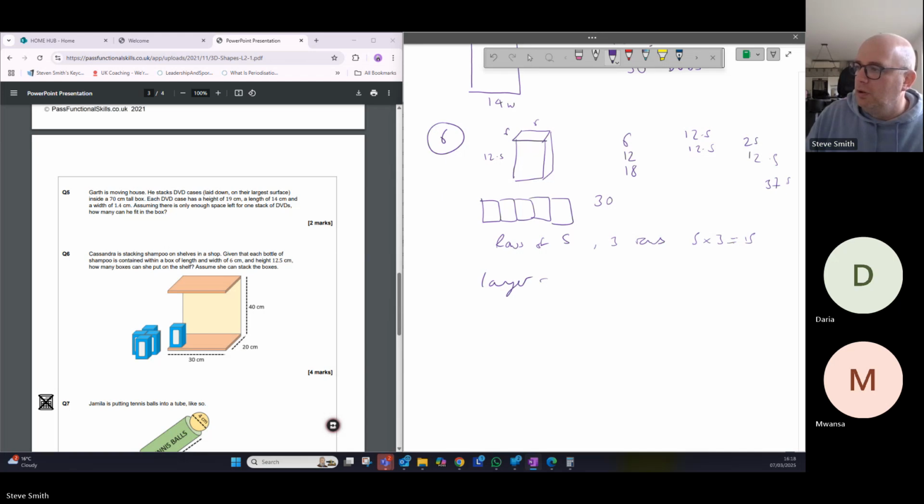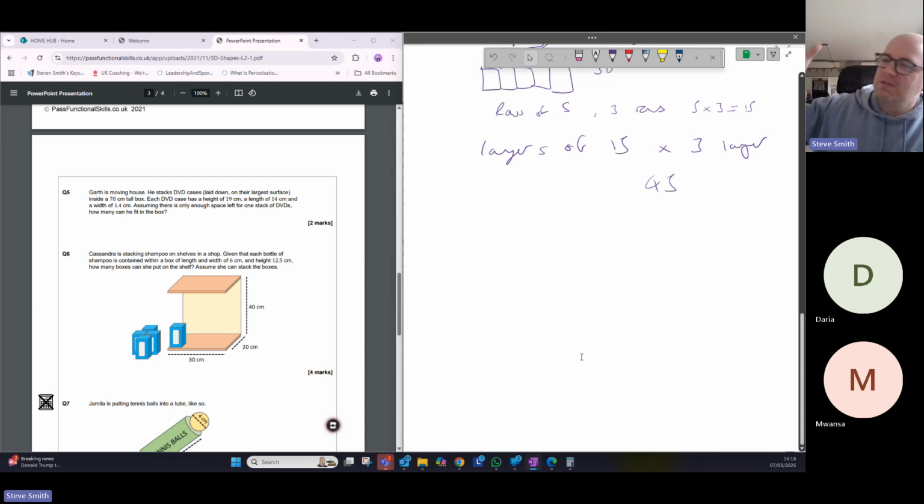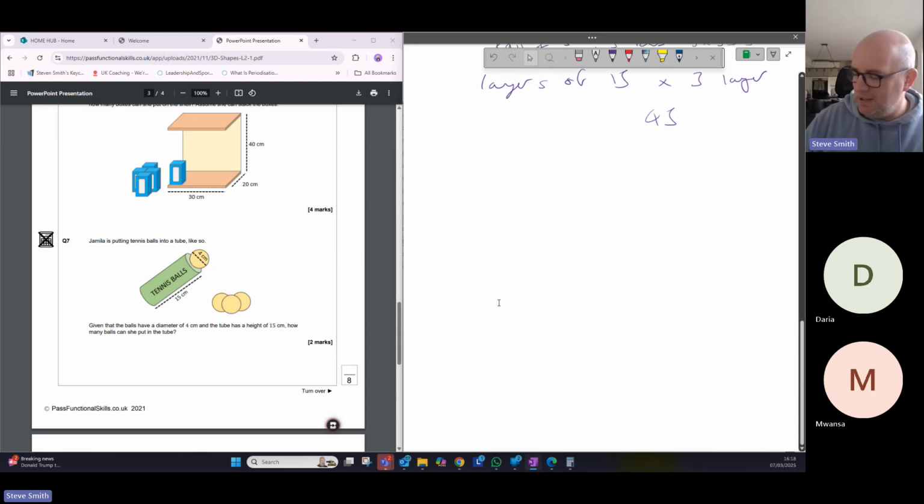Layers of 15, and we can do times 3 layers. So we've got 45 boxes of shampoo. Weird one, isn't it? Boxes. As you can see, I don't really use much shampoo, but I don't think it comes in boxes. Does it not just come in tubes? Not tube, but yeah. And again, the making of questions, kind of believable, but it must be really expensive shampoo. It comes in a box and like a container.